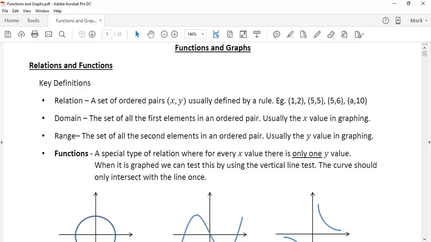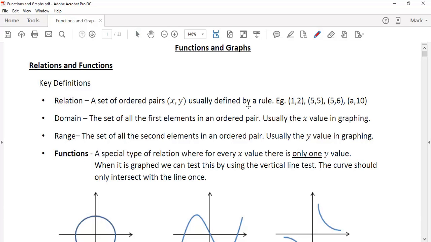A lot of people would consider this the first main topic, since you've just been doing mainly revision up until now. But let's start off with some of the main definitions. A relation, the easiest way to think of it, is pretty much a coordinate, so an x and a y. But it's usually defined by a rule, so that's your equation.